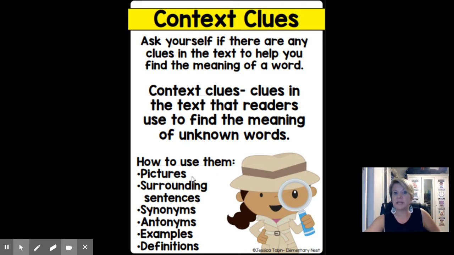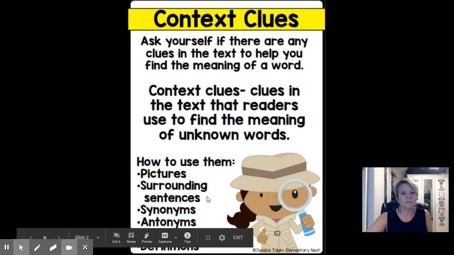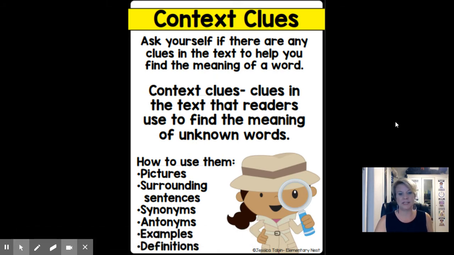First, you can look at the pictures. Sometimes the pictures in a story will help you know what a word means. Sometimes the surrounding sentences, so words that are around a sentence with that unknown word in it, will help you to know what the word means. Also, there may be synonyms for the word within the same sentence or within the surrounding sentence. There may be antonyms. So remember, antonyms are the opposite.